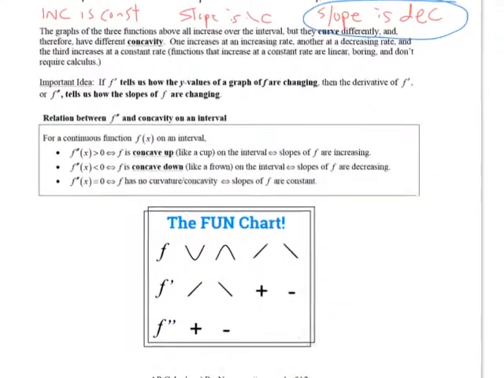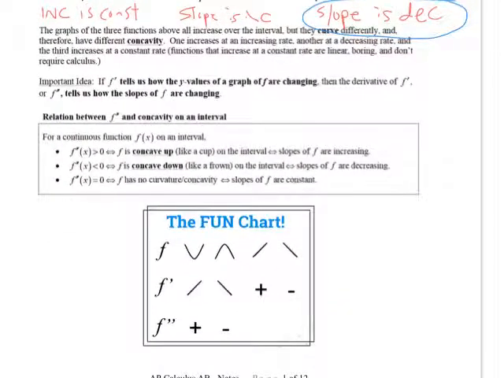If a function is continuous, then concave up behavior is when the second derivative is positive, and concave down behavior is when the second derivative is negative. And what I've put together here is what I call the fun chart. It showed up in the last section a couple times, and it's a handy way to organize the relationship that you have with functions and their derivatives.